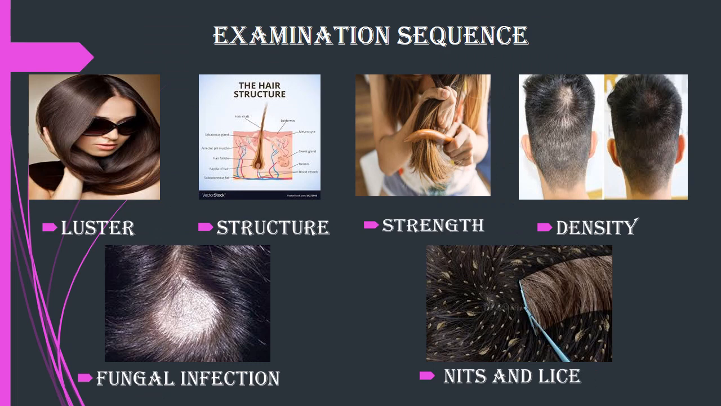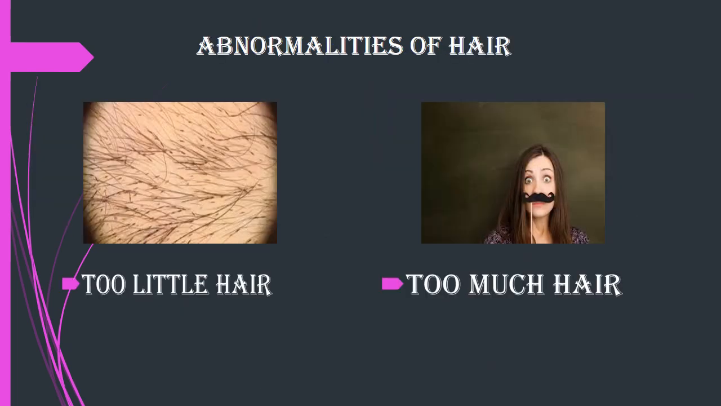Next, the examination sequence of hair. First of all, inspect the scalp hair followed by body and secondary sexual hair for luster, caliber, structure, strength and density of hair. Note the absence or loss of hair. If present, determine its causes. Also examine for fungal infection and nits and lice, and also examine the nature and distribution of hair. The abnormalities of hair are mainly of two types: too little hair or too much hair.